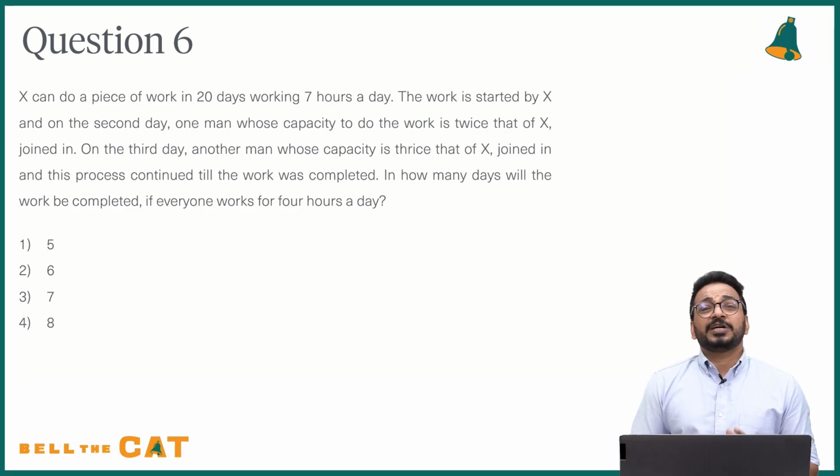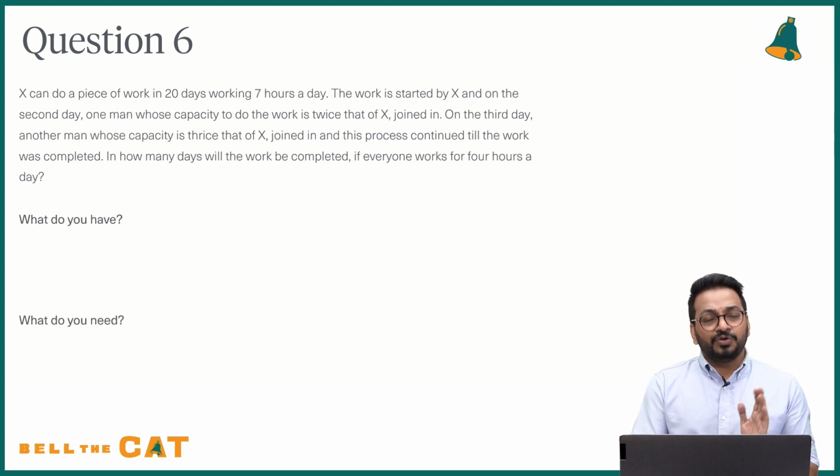X can do a piece of work in 20 days working 7 hours a day. Now this is what I was referring to earlier: the moment you see 20, don't type 1 by 20. Leave it there. Work is started by X, and on the second day, somebody with twice the capacity of X joins. So if X can do some work, he can do twice the amount of work in that day. On the third day, somebody else joins who can do thrice the work. It goes on until the work is completed. In how many days will the work be completed, if everyone works for 4 hours a day? Right at the end, there's a twist: not 7 hours, but 4 hours.